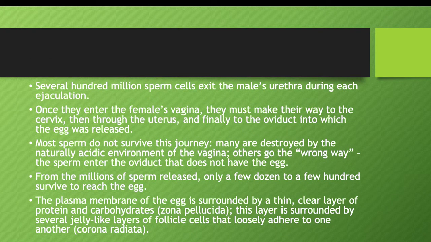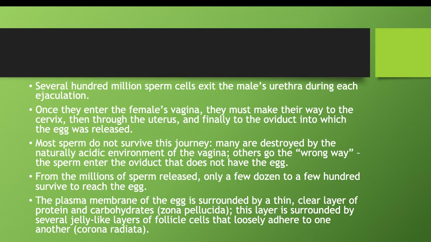Several hundred million sperm cells exit the male's urethra during ejaculation. Once they enter the female's vagina, they must make their way to the cervix, then through the uterus, and finally to the oviduct into which the egg was released. Most sperm do not survive this journey, and many are destroyed by the naturally acidic environment of the vagina.